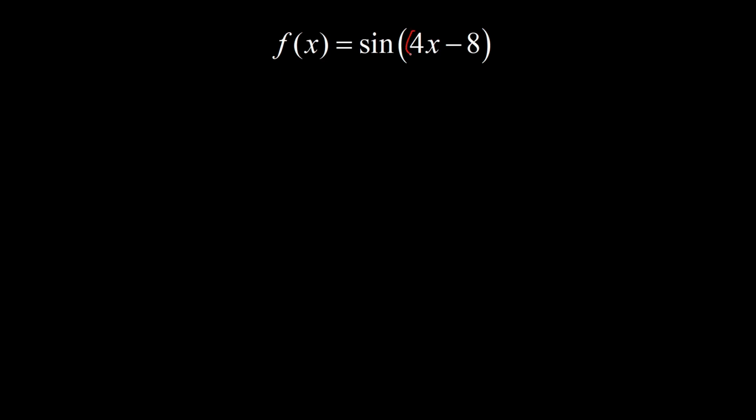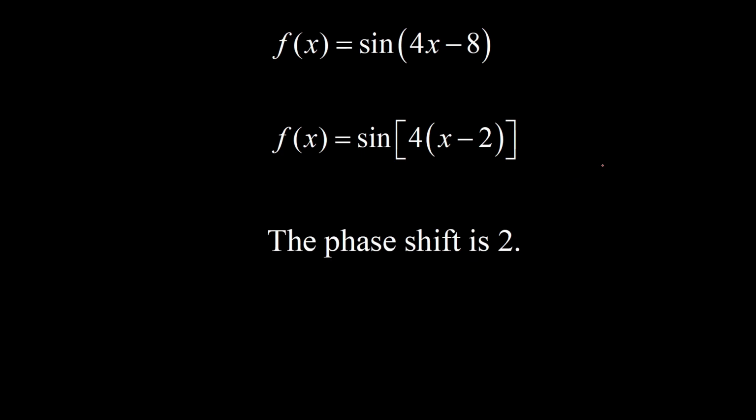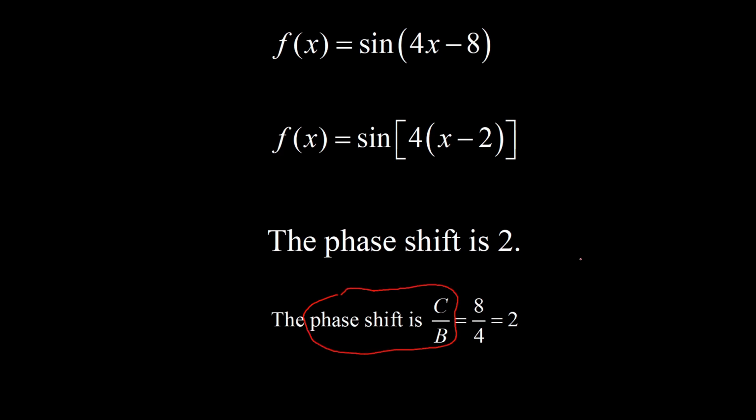And what that means is we're going to factor out this 4. And if we do that, we will then have x minus a number. And once we're in this position, this number then is the phase shift. So our phase shift here is 2. Now the other way you could have gone about this is to remember that the phase shift is always c over b. And so if we look at our function, we see c is 8 and b is 4. And 8 divided by 4 gives us 2.